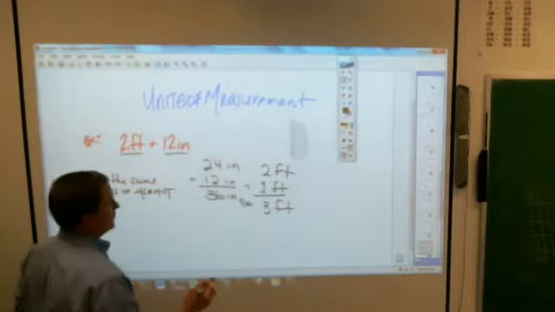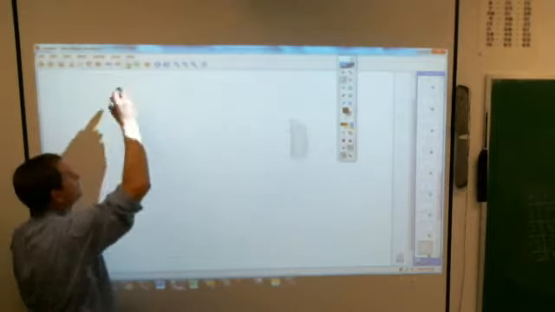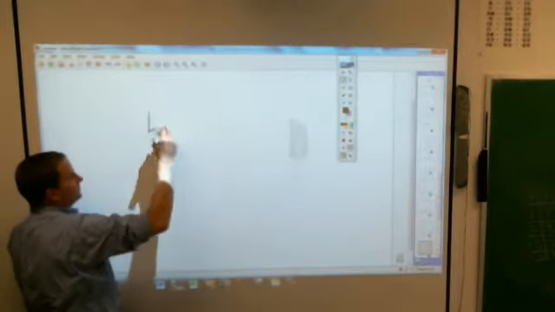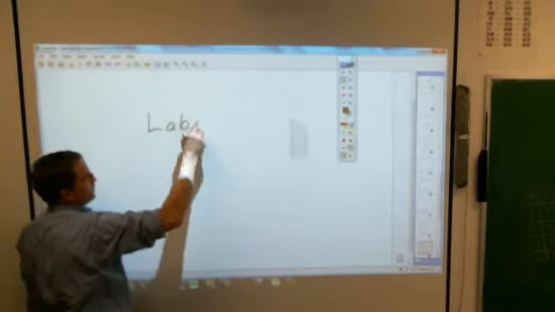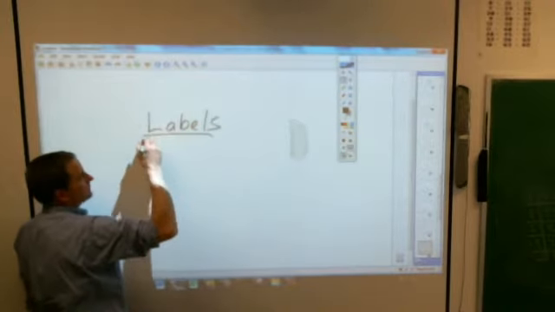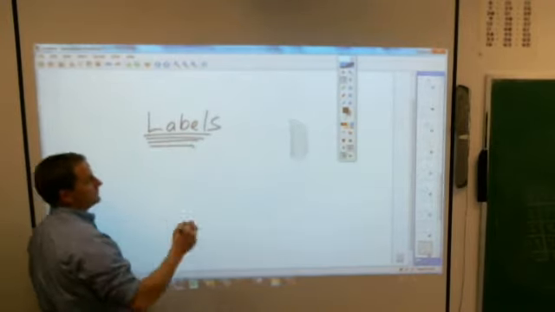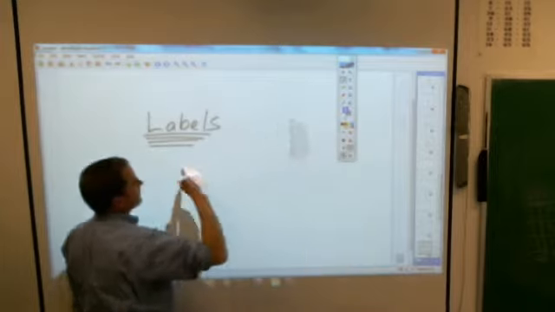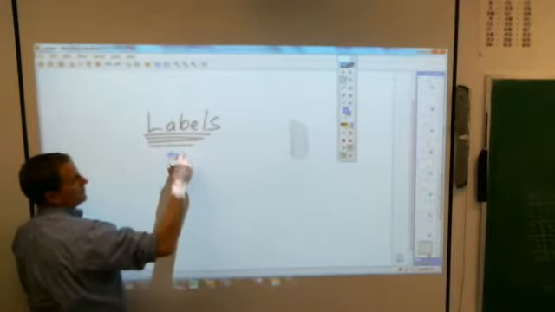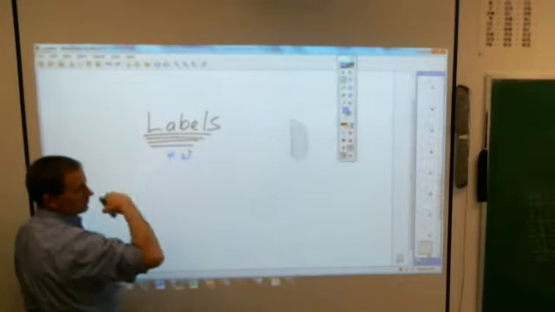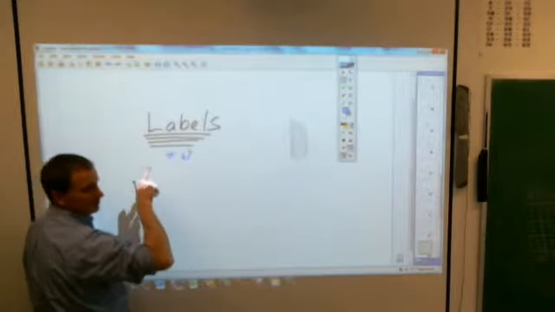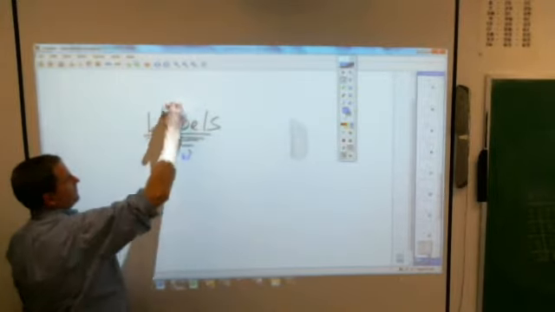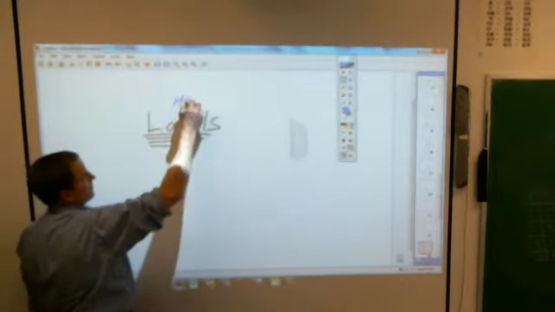And the second thing we talk about is this: labels. And specifically under measurement, this goes under the same thing we were just doing, by the way. This is not a new piece of paper. This is still measurement.